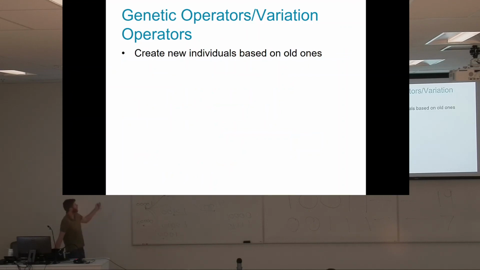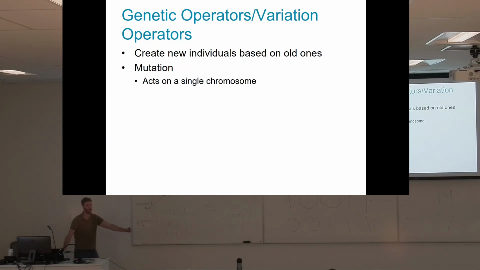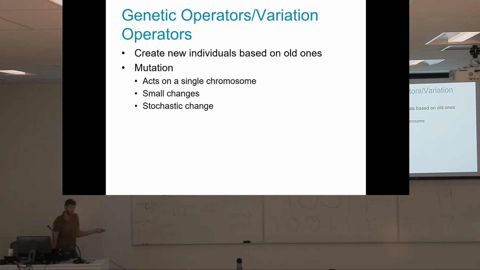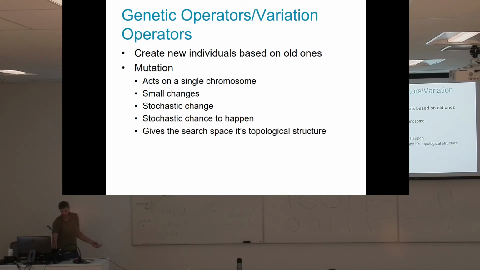Genetic operation variations create a new individual based on old ones. Mutation acts on a single chromosome. It only involves one chromosome typically. Small changes, random changes, a stochastic chance to happen. There's a lot of randomness in here.